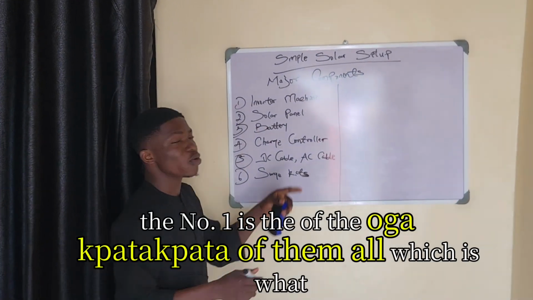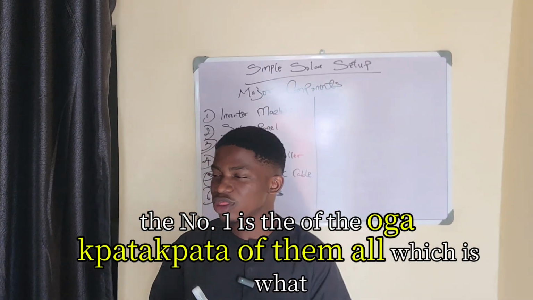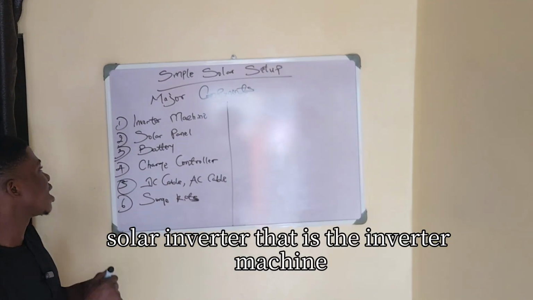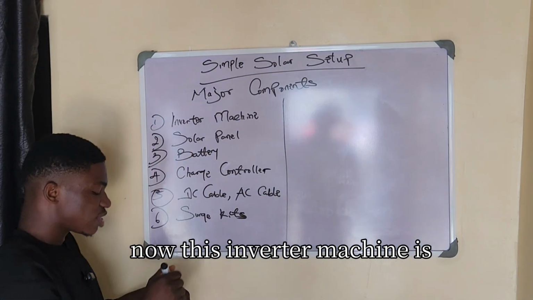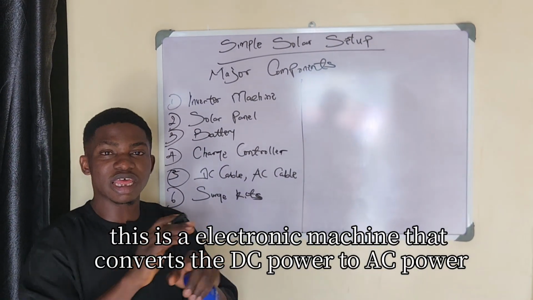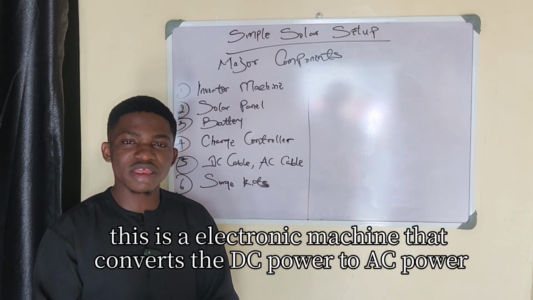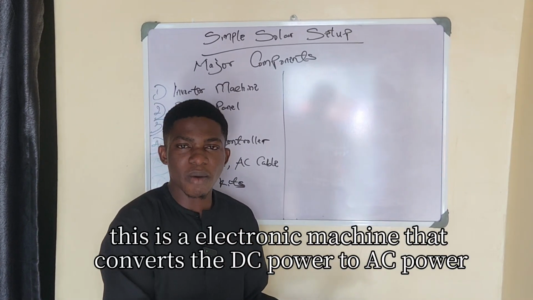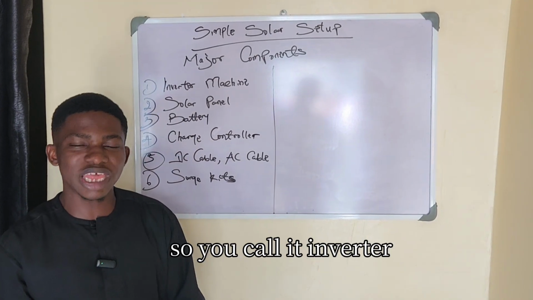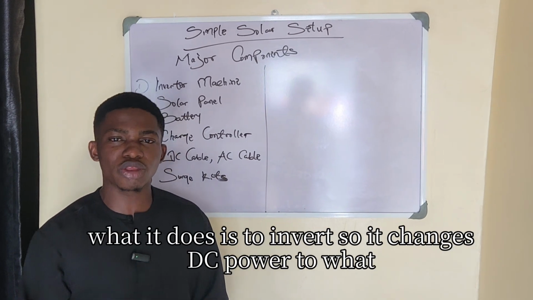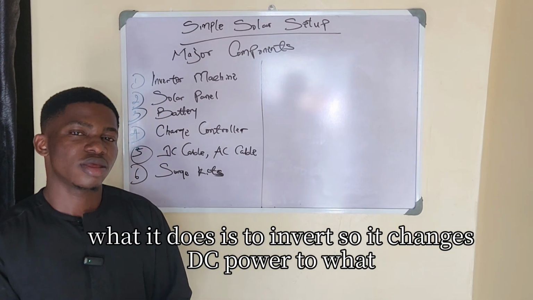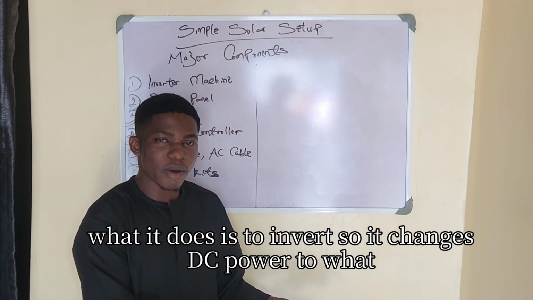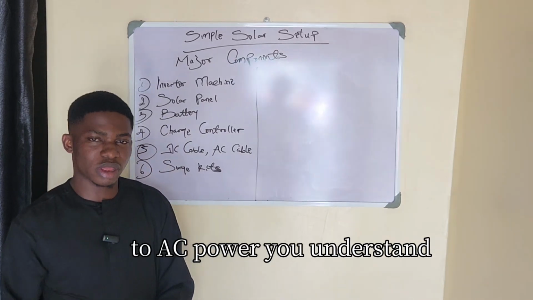The number one is the part of them all, which is what? Solar inverter. That is the inverter machine. Now this inverter machine is an electronic machine that converts the DC power to AC power. So we call it inverter. What it does is to invert. So it changes DC power to what? To AC power. You understand?